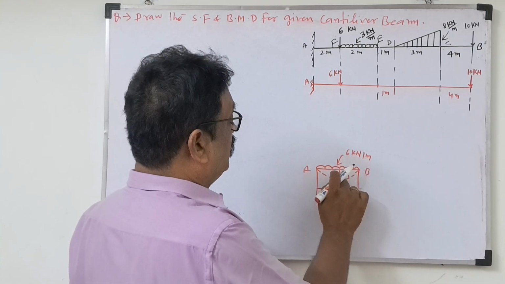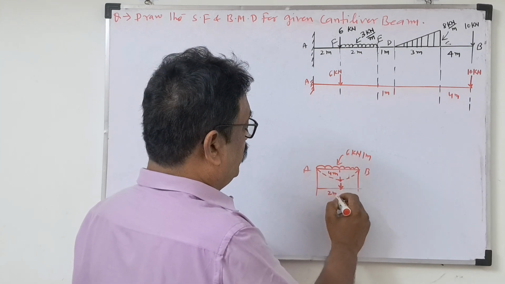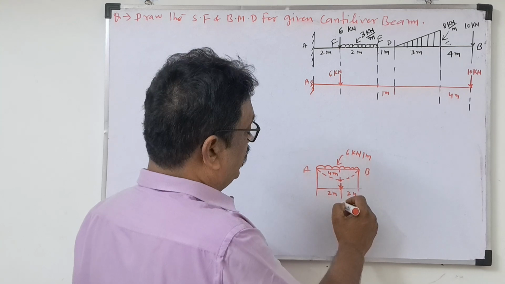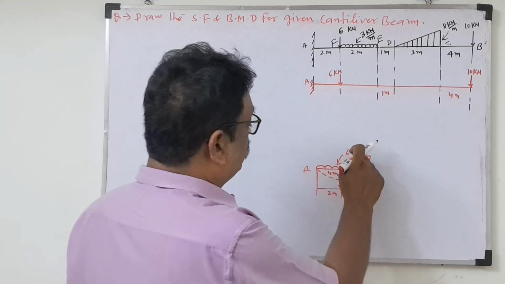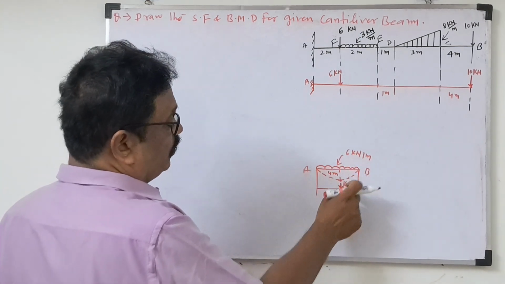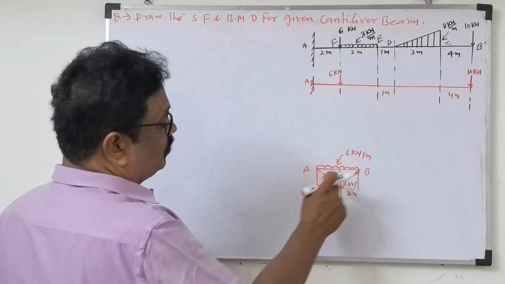Suppose this is 4 meter. I told this total length is 4 meter. So this will come 2 meter, 2 meter. That means the load acts here. And what is the load? 6 into 4. So for this 6 kilonewton per meter, 4 meter UDL, we convert it into the load diagram: 2 into 2, 6 into 4.